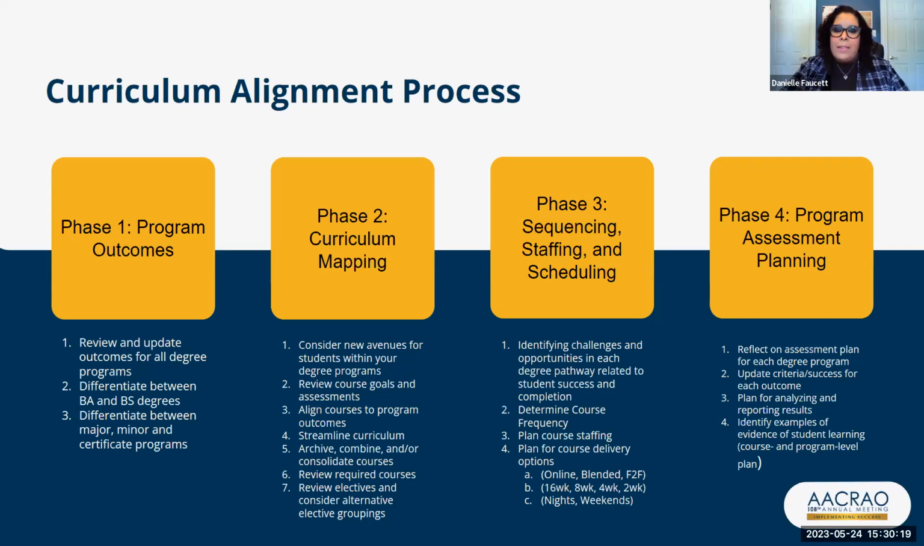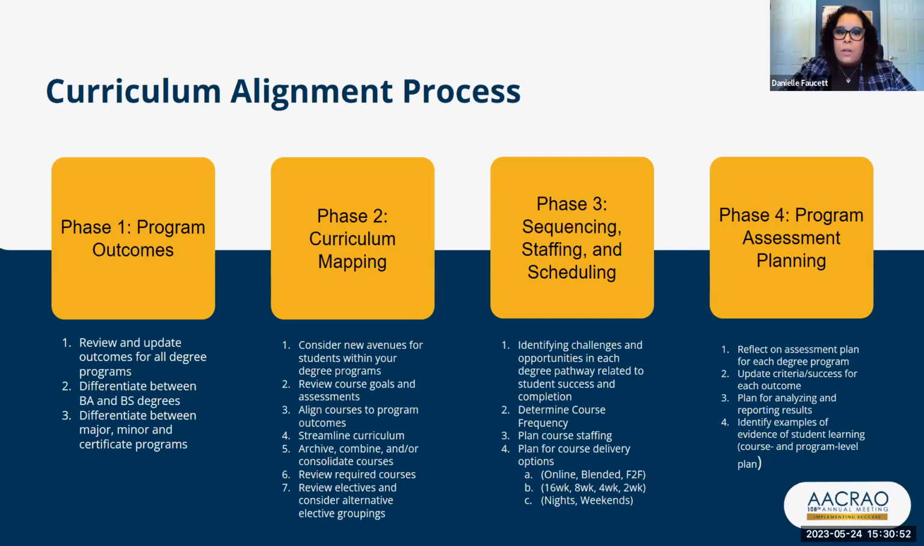Phase 3 is where we determine sequencing, staffing, and scheduling. So again, this is big. We identify challenges and opportunities in the degree pathway related to the student's success and completion, determine how often the courses should meet, plan that course staffing so that they can be scheduled in a timely manner, and plan for course delivery options. With the pandemic, we have seen a growth of online courses, as I'm sure many universities have. So this is where it becomes really important to make sure that we're reevaluating those courses and making sure those delivery options really match what we're trying to accomplish now, post-pandemic.